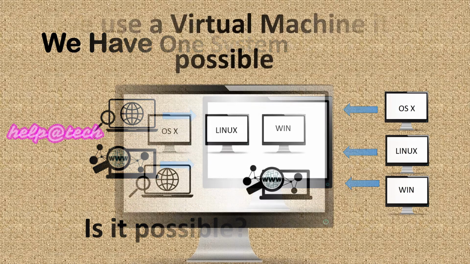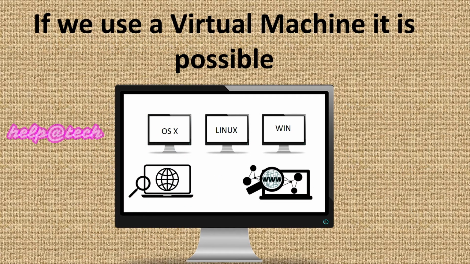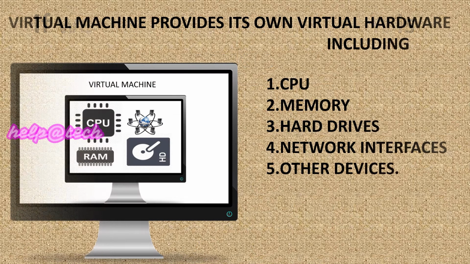A virtual machine is an emulation of a computer system. Virtual machines are based on computer architectures and provide the functionality of a physical computer. In simple words, a virtual machine is a computer file, typically called an image, that behaves like an actual computer. In other words, it is creating a computer within a computer. Each virtual machine provides its own virtual hardware, including CPUs, memory, hard drives, network interfaces, and other devices.